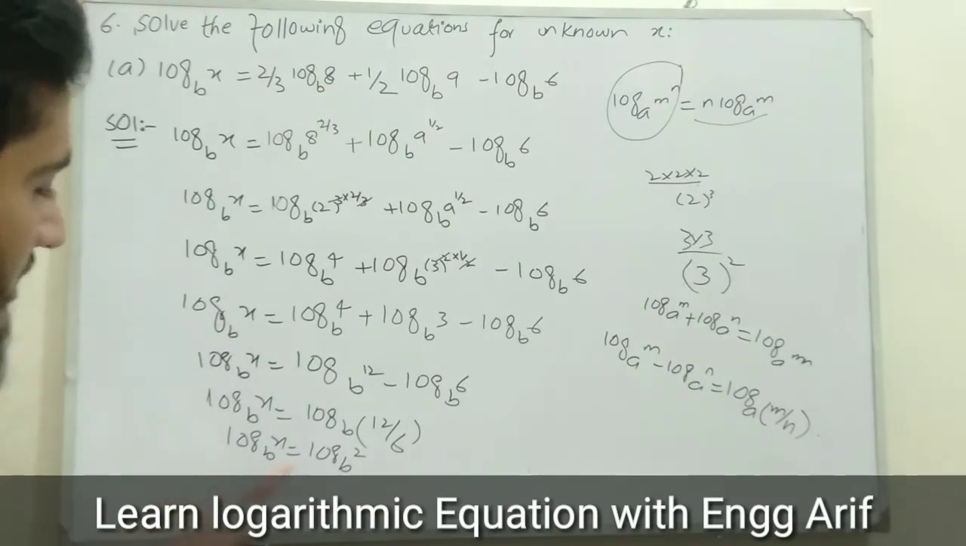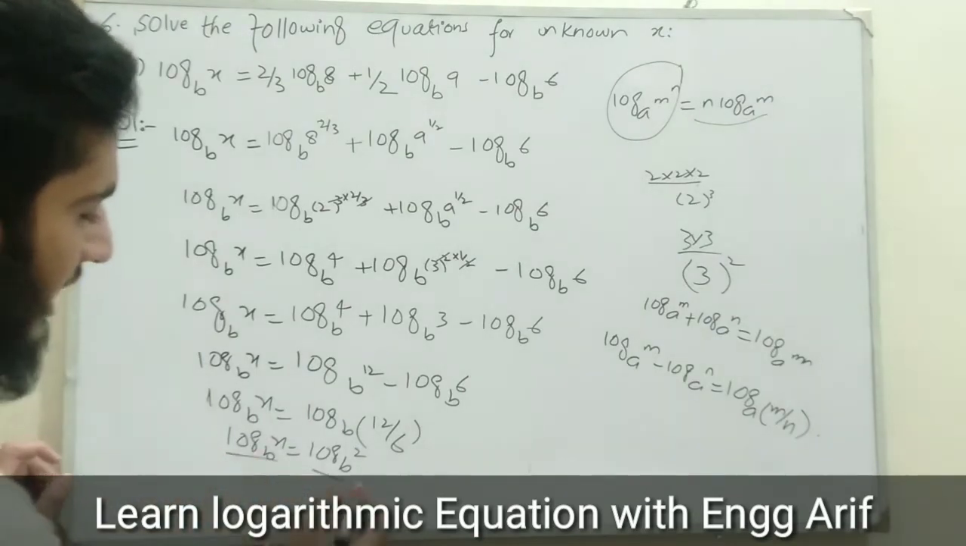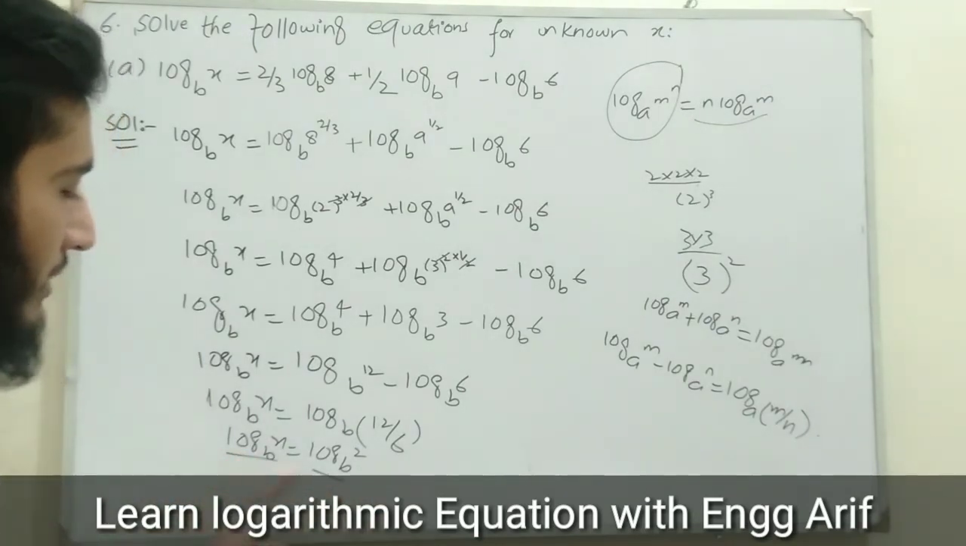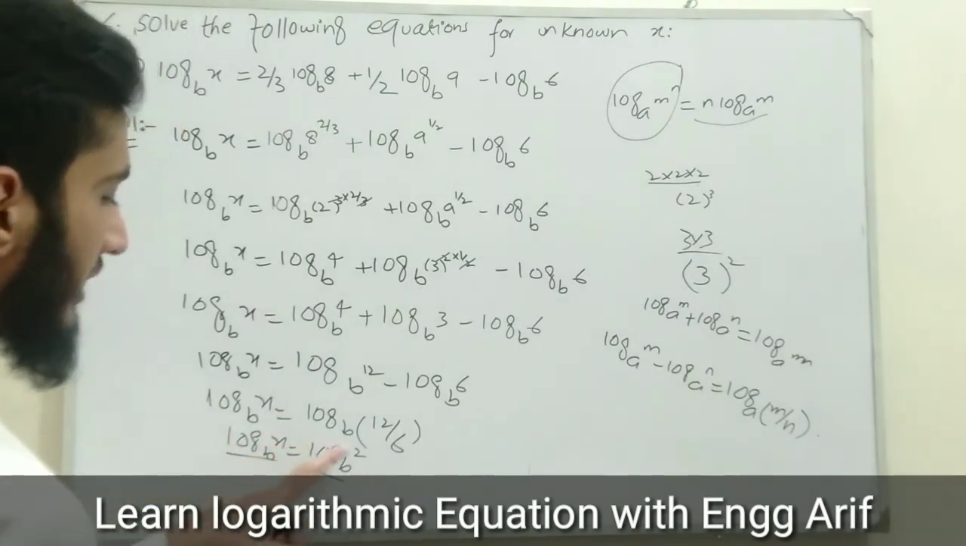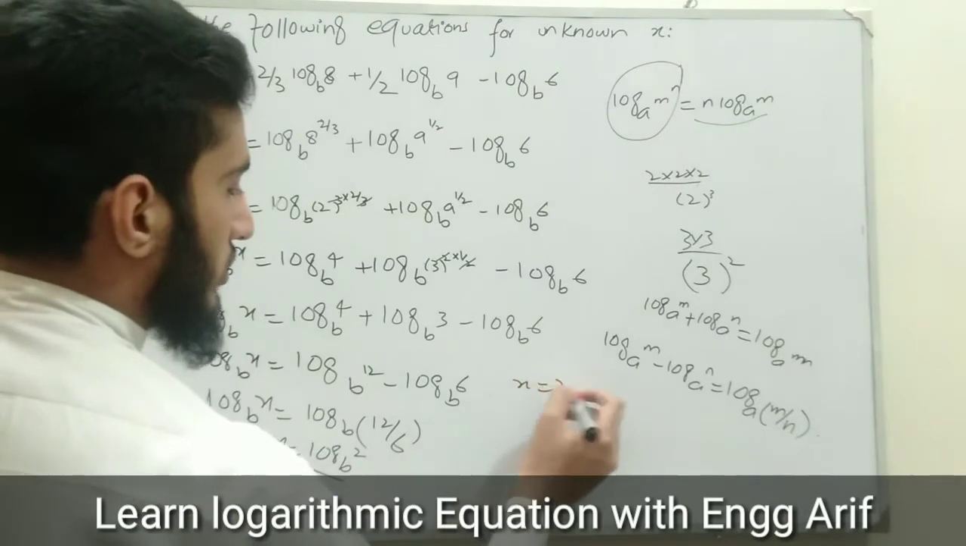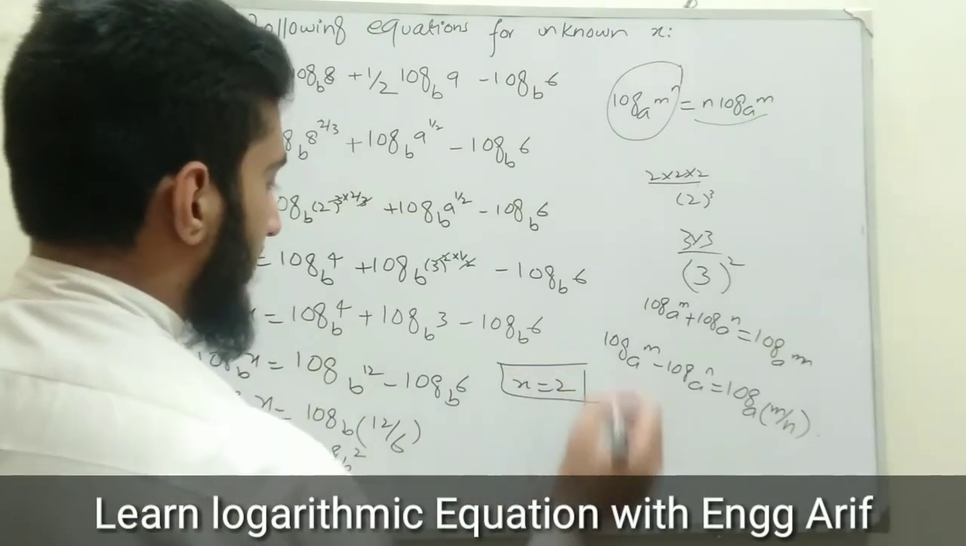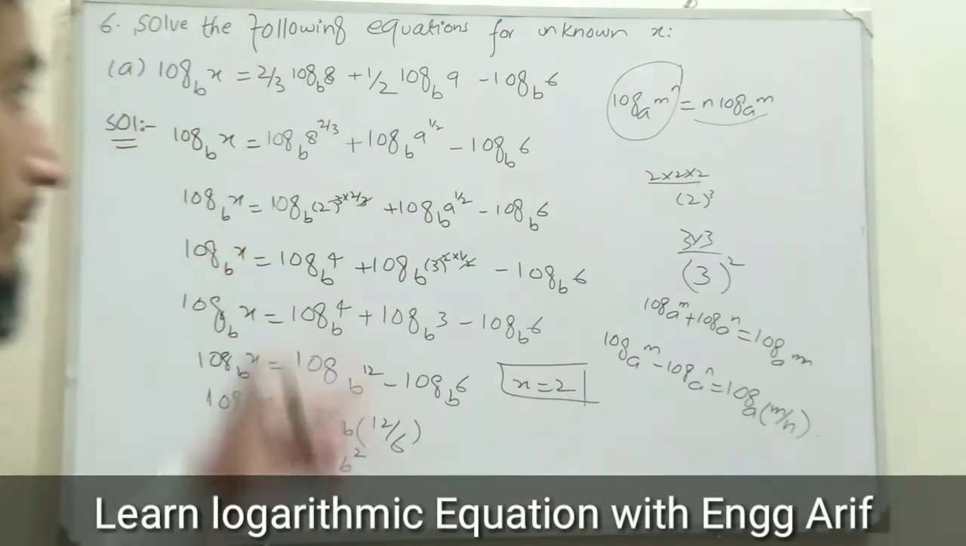Now here the base on both sides is the same, log b and log b. According to the property, when the bases are the same, the powers will always be equal. So here the power is x and here the power is 2, so x will be equal to 2. So the solution is x is equal to 2 for part A.